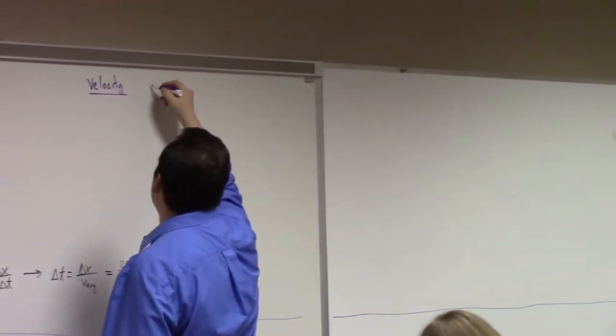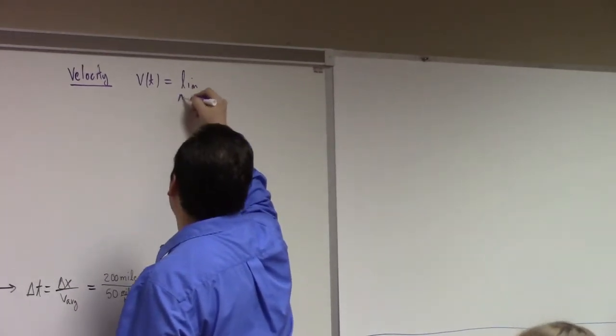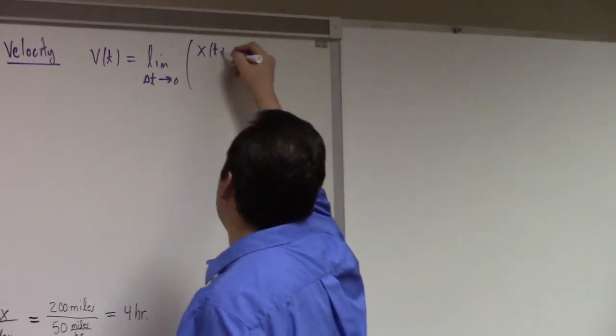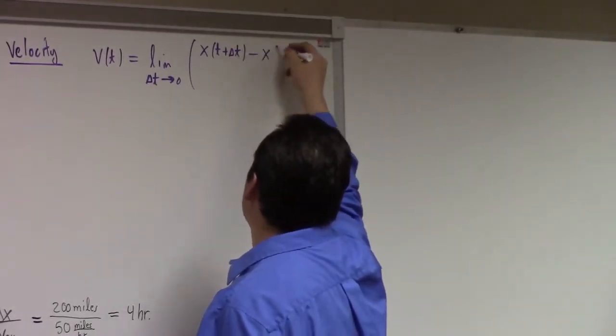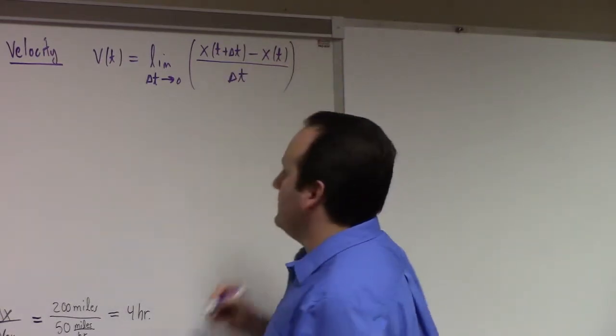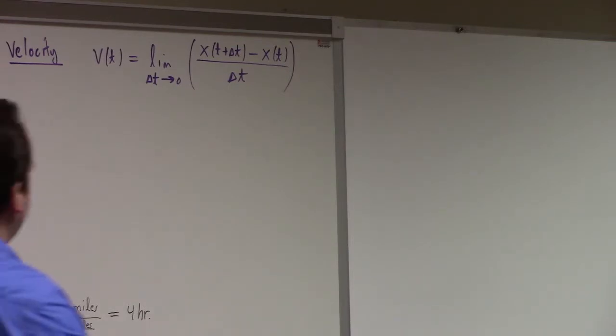So we have to calculate v of t is equal to the limit as delta t goes to 0 of x of t plus delta t minus x of t divided by delta t. Or if you like, I could say it's the limit as delta t goes to 0 of delta x over delta t, right? The limit of the average velocity as the duration shrinks to 0. This is instantaneous velocity, which again is velocity.